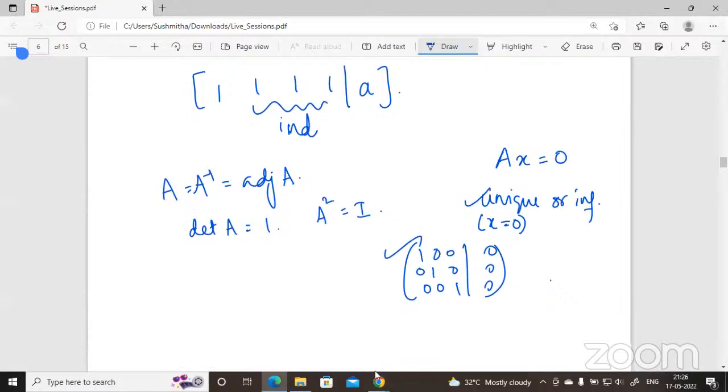So do you agree that Ax is equal to 0 has a unique solution if the determinant is non-zero? Yes, ma'am. So unique solution means it has only one solution, right? Yes. Can you give one solution to the system, irrespective of what A is? Yes, the zero solution, right? That's called the trivial solution. Okay, ma'am, I got it. Since it has a unique solution, the trivial solution is the only solution for this.